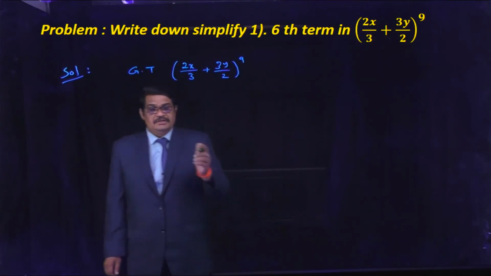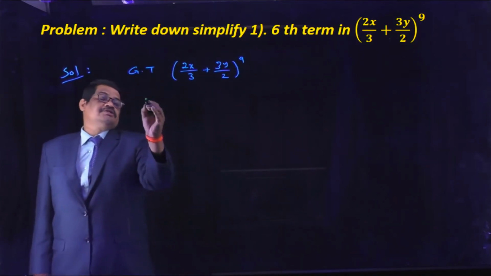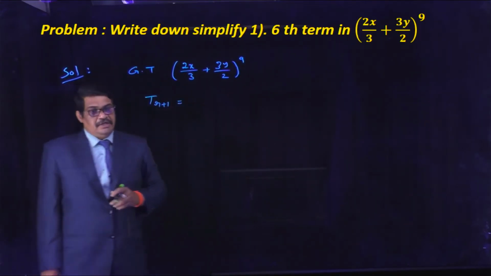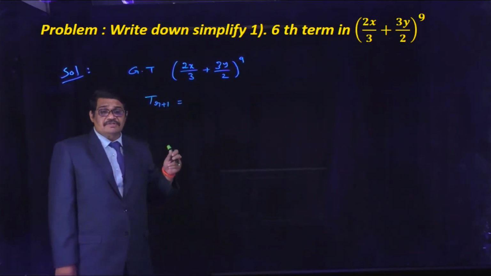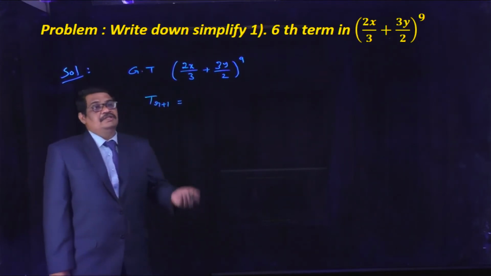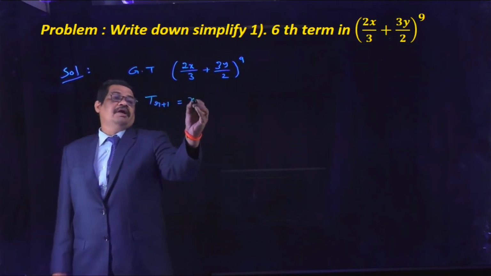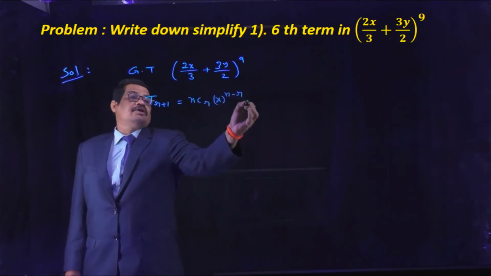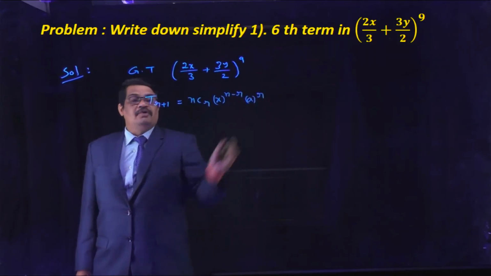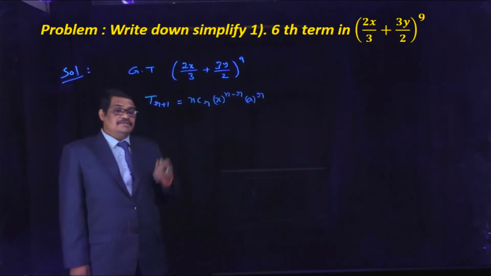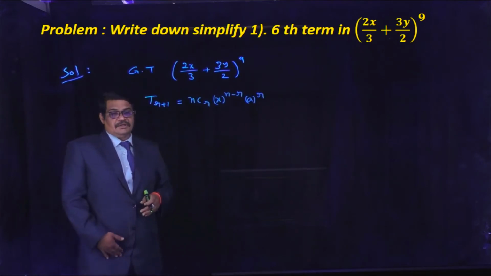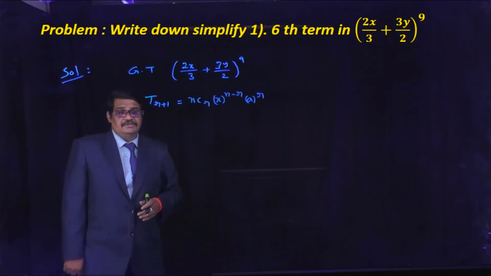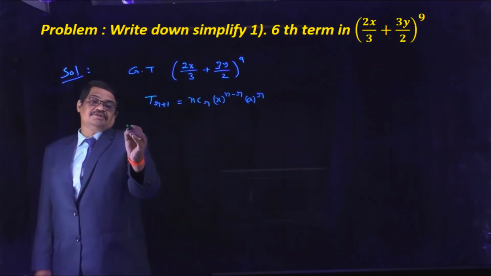Now we are writing the sixth term. What is the general term in the binomial expansion? T(r+1) is the general term. How to write the general term? The formula is nCr x^(n-r) a^r. Here x is the first term and a is the second term. This is the formula for finding the general term T(r+1). Now we are writing the sixth term.